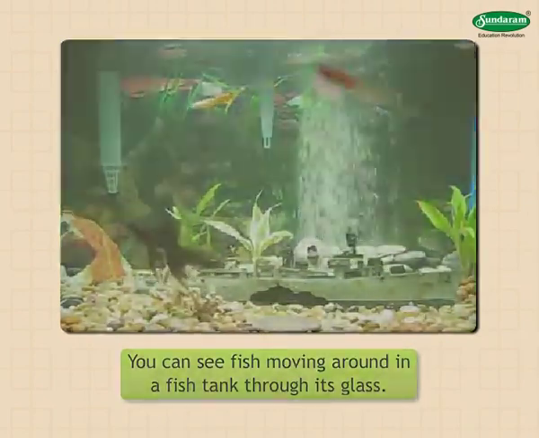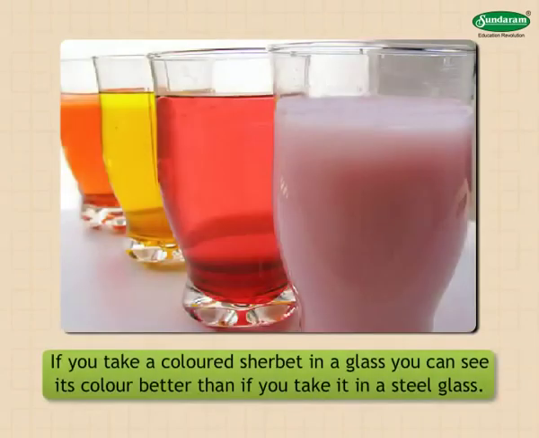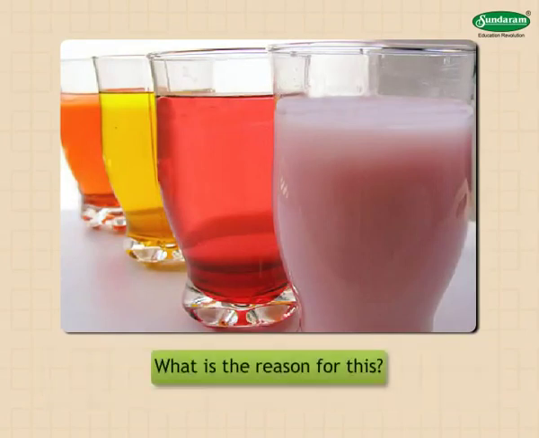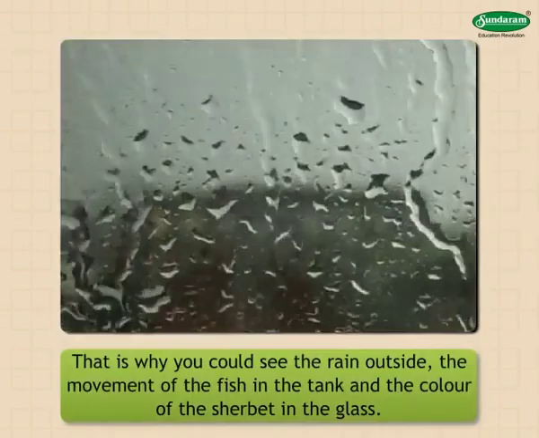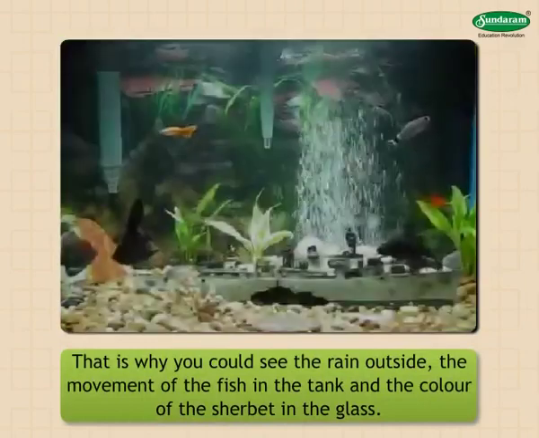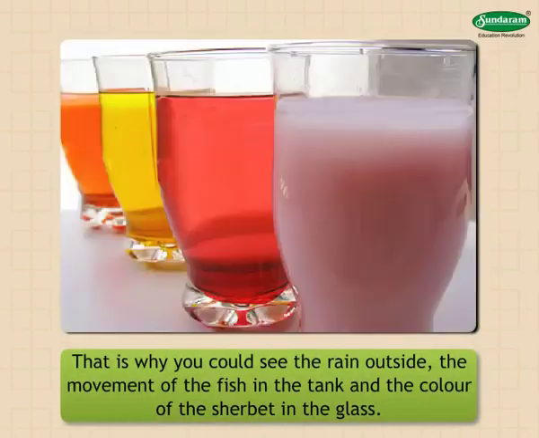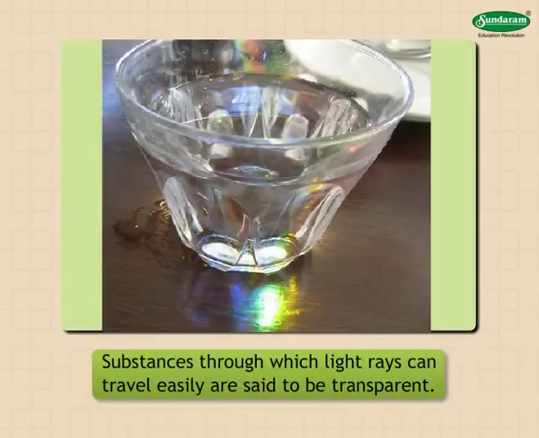Observe this. If you take a colored sherbet in a glass, you can see its color better than if you take it in a steel glass. What is the reason for this? Rays of light pass right through substances like glass, water, etc. That is why you can see the rain outside, the movement of the fish in the tank, and the color of the sherbet in the glass. Substances through which light rays can travel easily are said to be transparent.